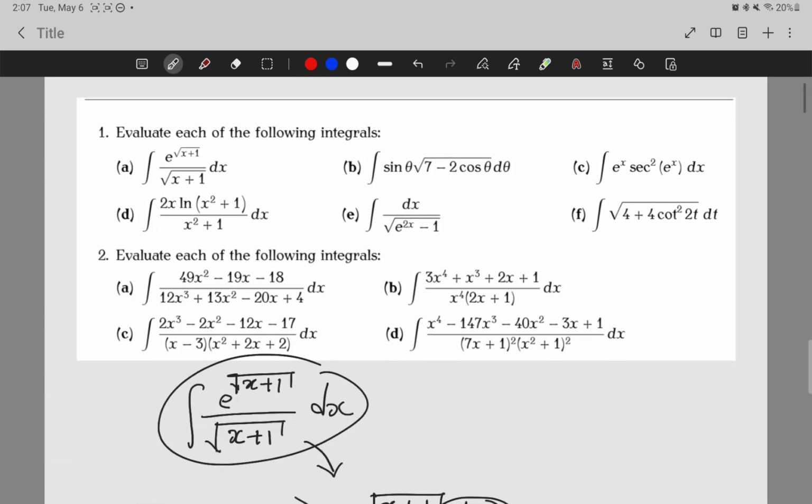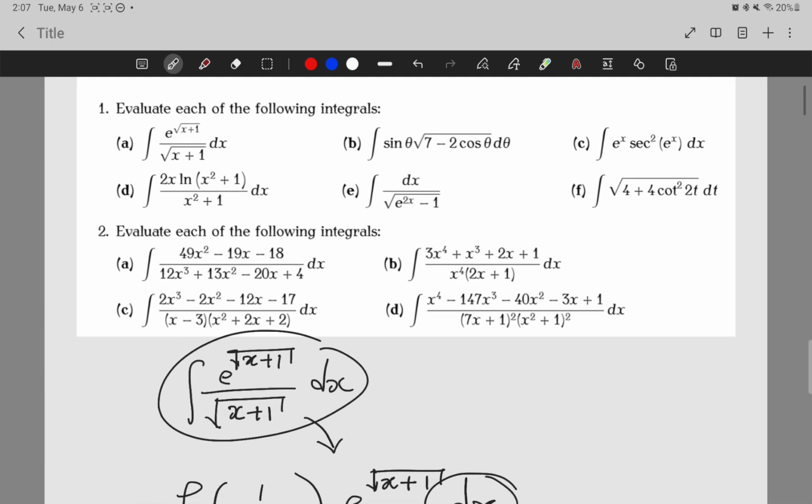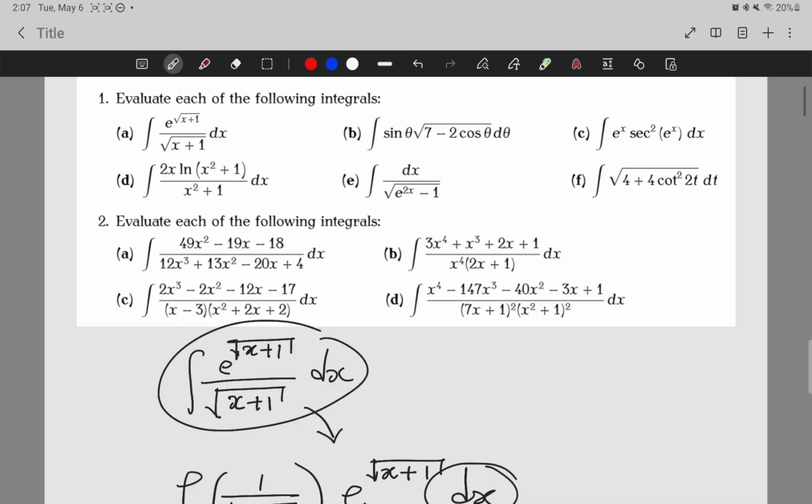Let's see if we can squeeze in one more problem. And here I think we can do c and d as well. So we have the integral of e to the x sec squared e to the x dx.